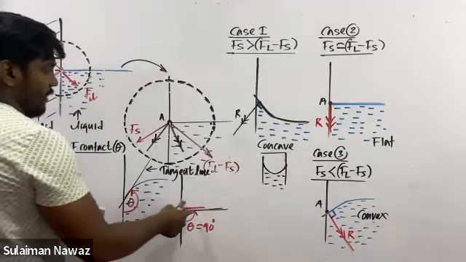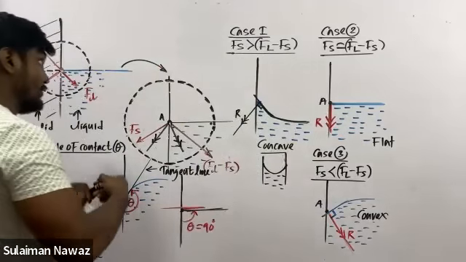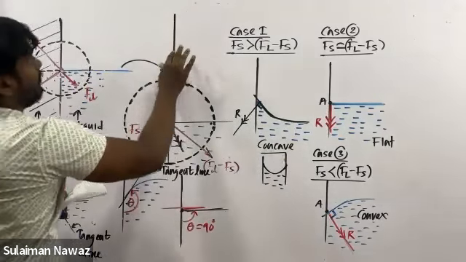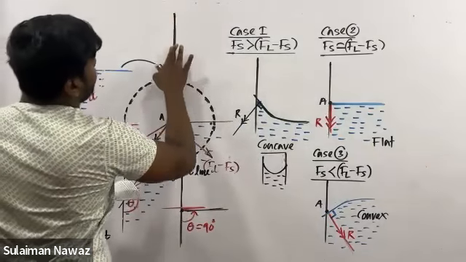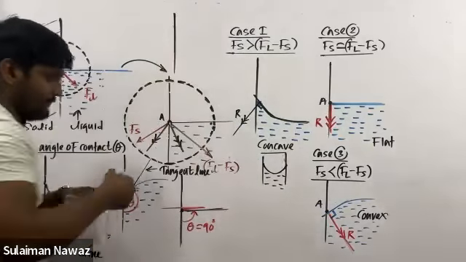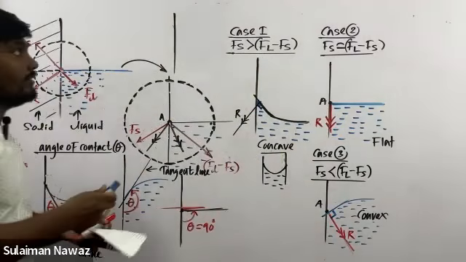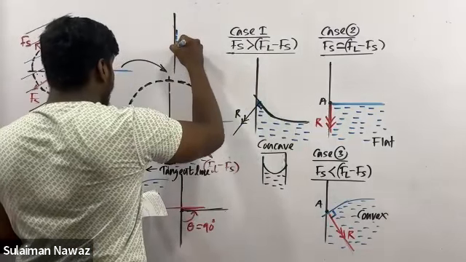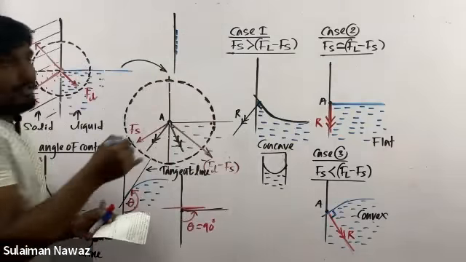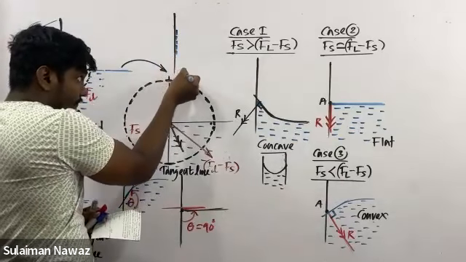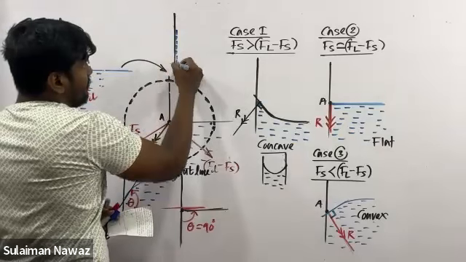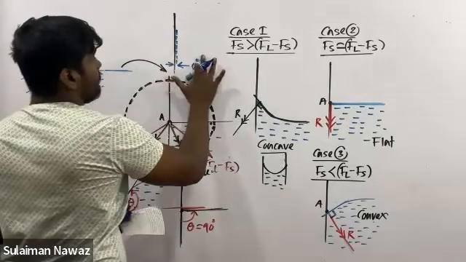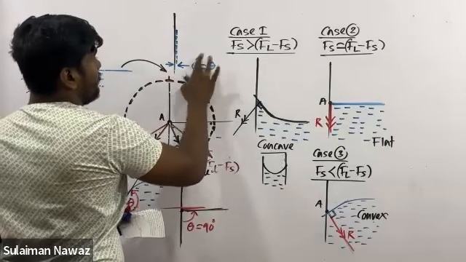Now, 90-degree angle of contact means a flat liquid surface. Then how would we draw a 0-degree angle of contact liquid surface? This is a solid wall. If the liquid has 0-degree angle of contact, this is how your liquid surface would be. Your liquid surface is like this. So the angle of contact is 0. Theta equals 0.